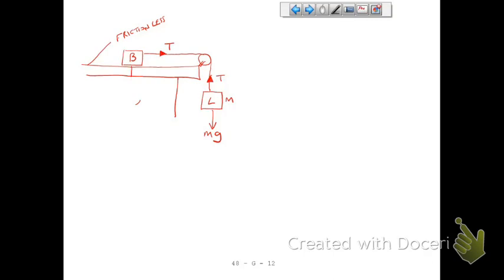And I know that there's a weight here, that's big mg, and there's a normal force there. But these are at 90 degrees to the direction of motion. I know there's no force pulling back because there's no friction. I know that this tension here equals that tension there because they form an action-reaction pair. So, okay, I'm kind of in business.